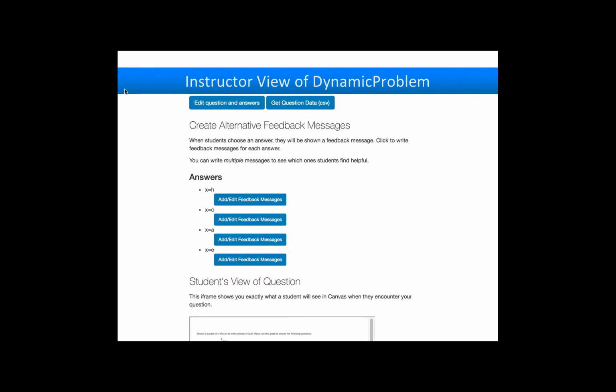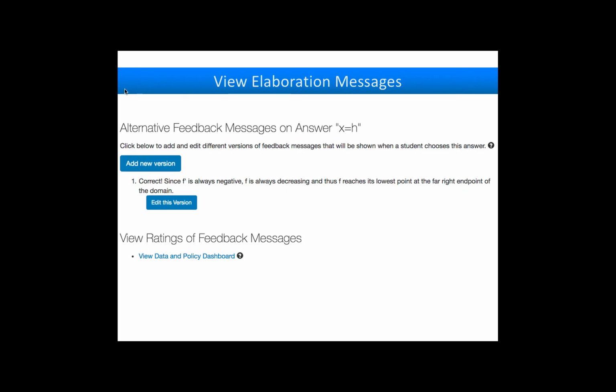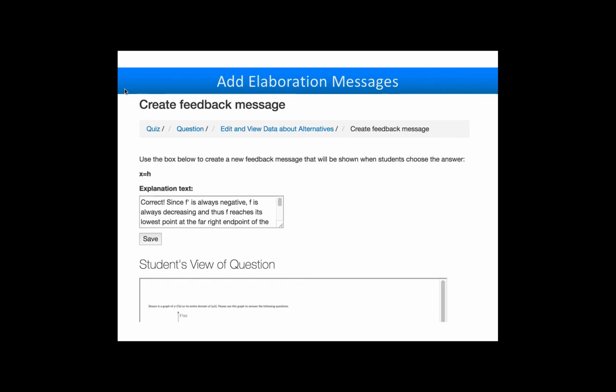Well, what does the instructor see when they go to this page? They actually see not just a student preview, but also an interface where they can create alternative messages. So in one of these instructors' cases, they could see the message they had originally, which was feedback: "Correct. Since f is always negative, it's always decreasing, and it reaches its lowest point at the far right endpoint of the domain." But then they can add a new message. So they can author an alternative version of that.